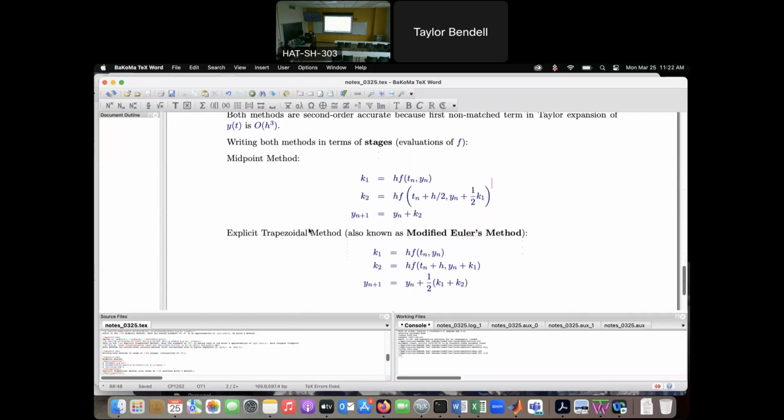For the trapezoidal method, which is also known as the modified Euler's method, we have the same k1 as before, but k2 is different. We're evaluating the time derivative at time tn plus h, so here we use yn plus k1 instead of 1/2 k1, to approximate a solution at time tn plus h instead of tn plus h over 2. And then we use both k's to update the solution from time tn to time tn plus 1.